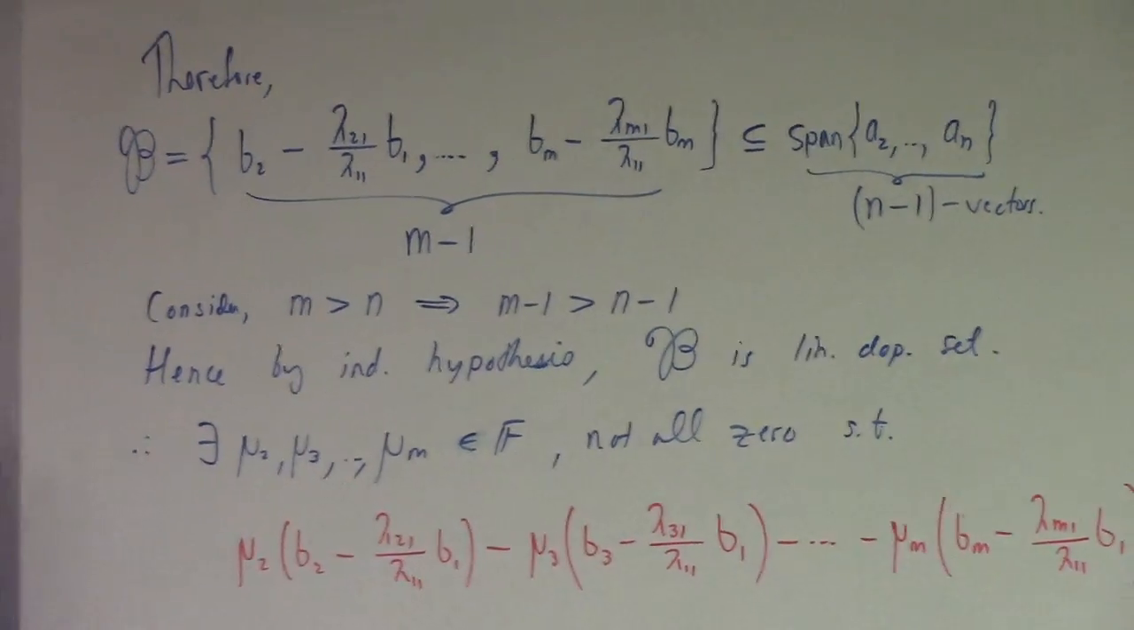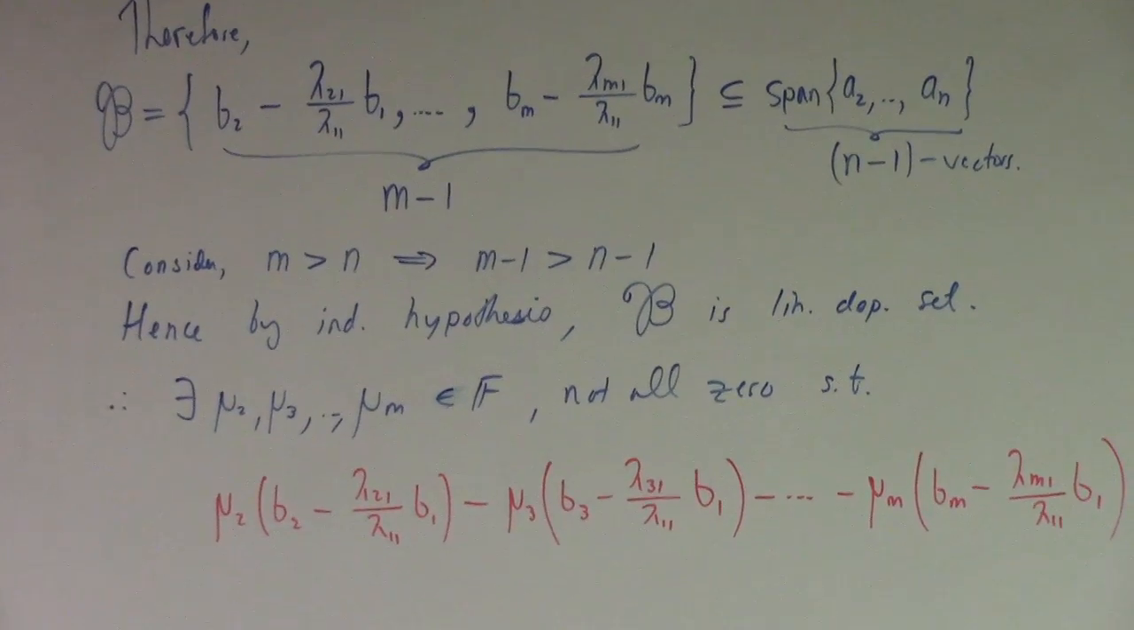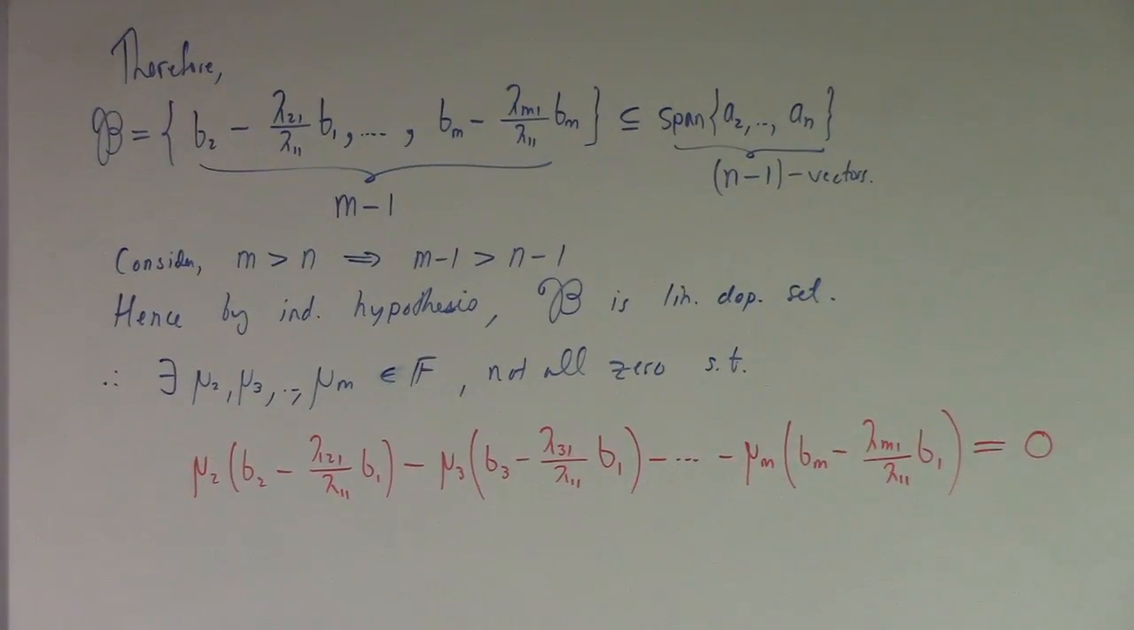Why is this equal to 0 and why are these not equal to 0? Because the B is a linearly dependent set. We earned that from the induction hypothesis. And then what can you do with this equation?